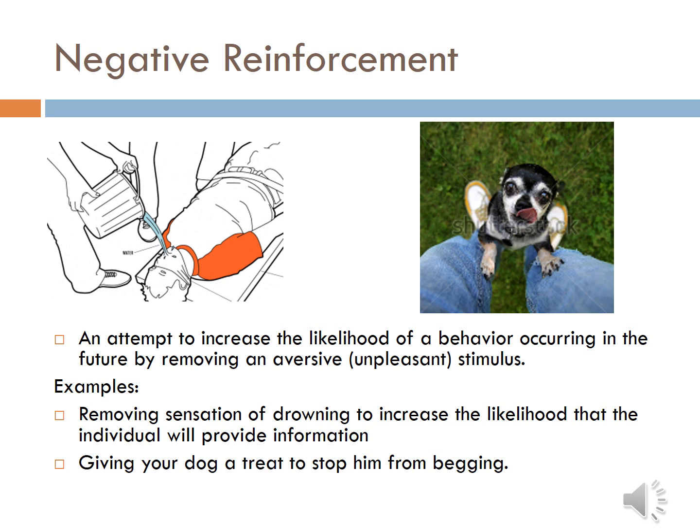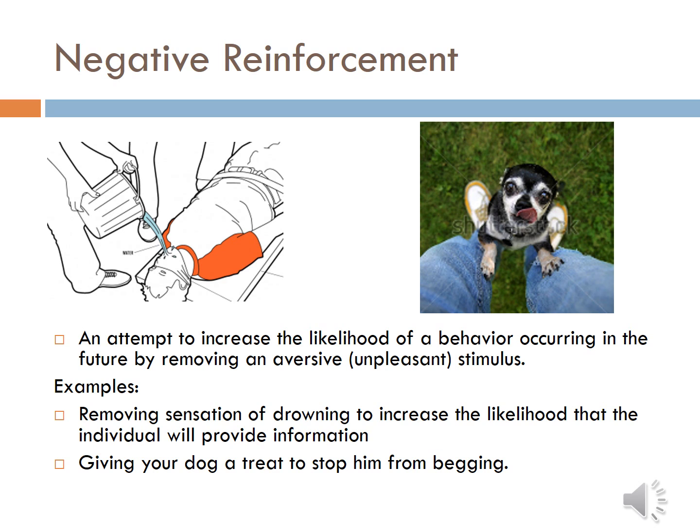Negative reinforcement is an attempt to increase the likelihood of a behavior occurring in the future by removing an aversive or unpleasant stimulus, so something happening that someone would like to have removed or stopped. An example of this, in the first picture, is removing the sensation of drowning to increase the likelihood that the individual will provide information. So that's one example of negative reinforcement.